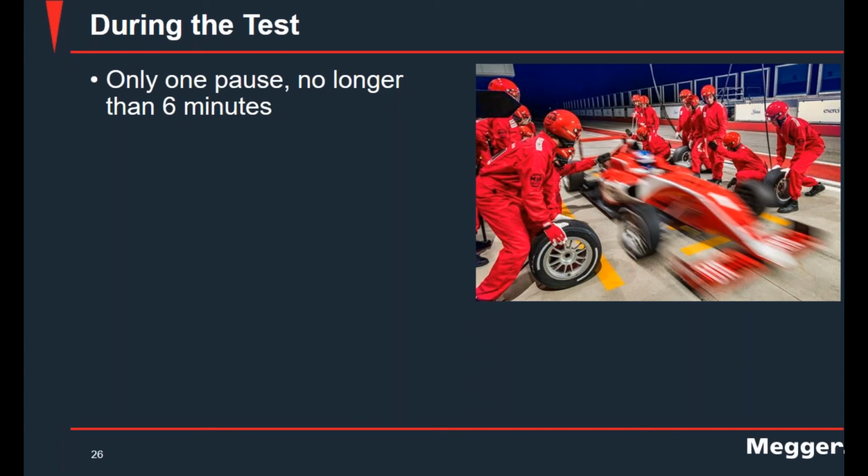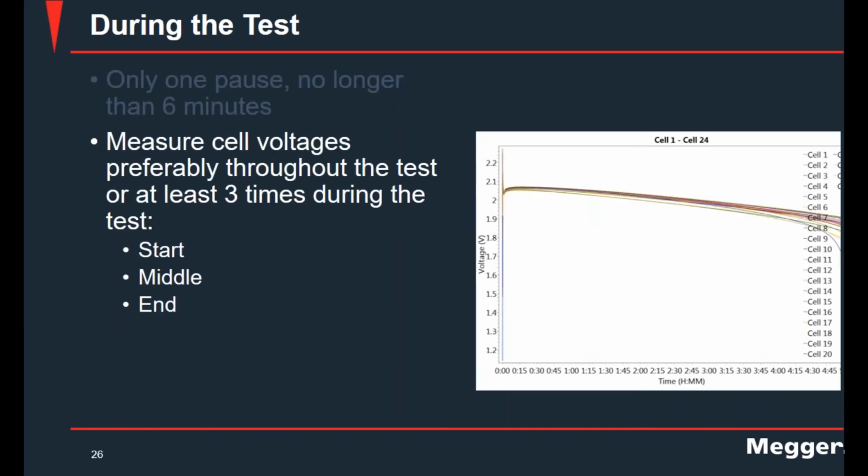And if you exceed that time, then the test is not going to be valid, because the battery will recover its voltage, and then the capacity will not be a reliable result. It's not going to be an accurate measurement.